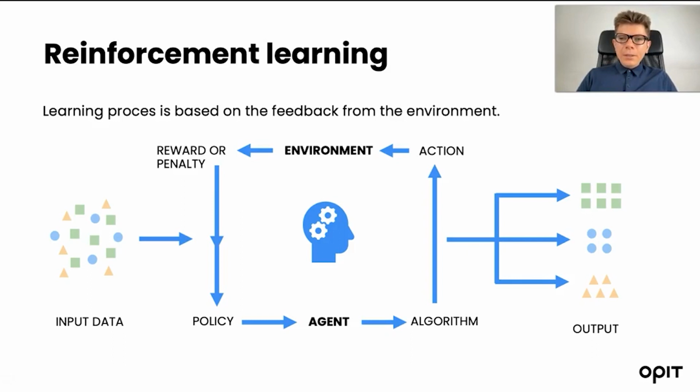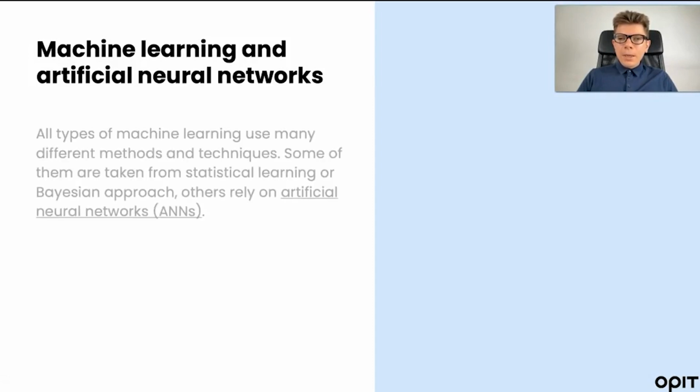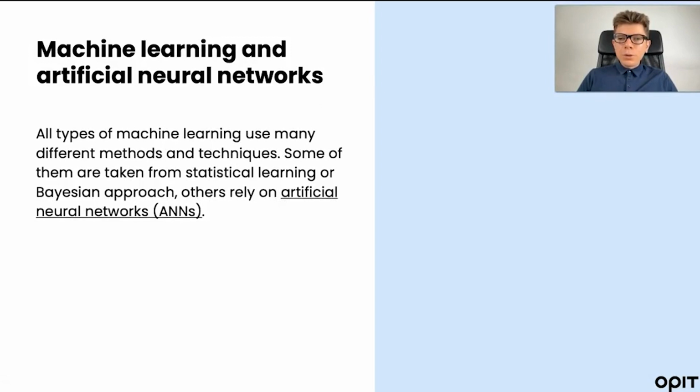And these three approaches can utilize different methods. So it is also important to understand that machine learning in relation to artificial neural networks is a more general category. All types of machine learning use many different methods and techniques. Some of those techniques are taken from statistical learning or Bayesian approach and so on. Others rely on artificial neural networks.